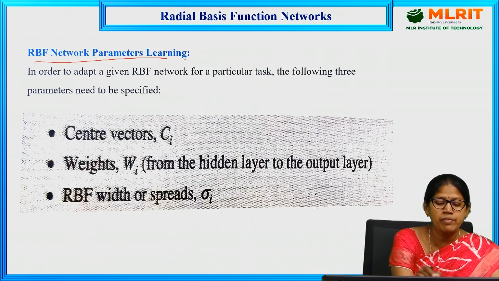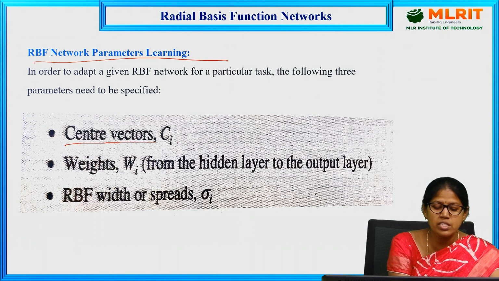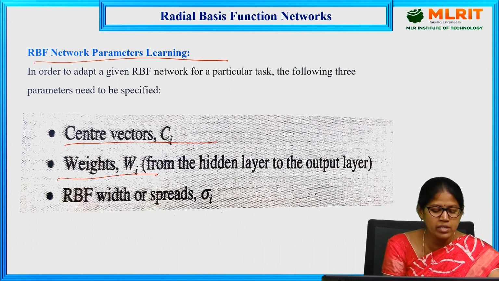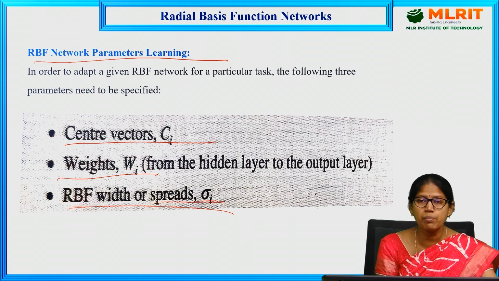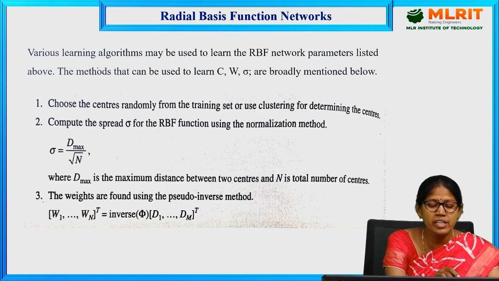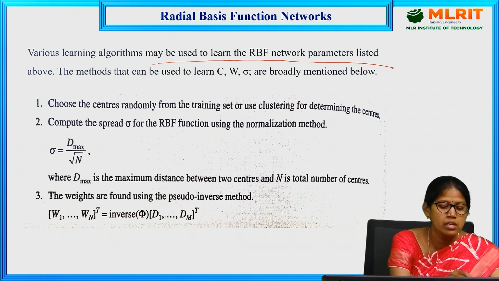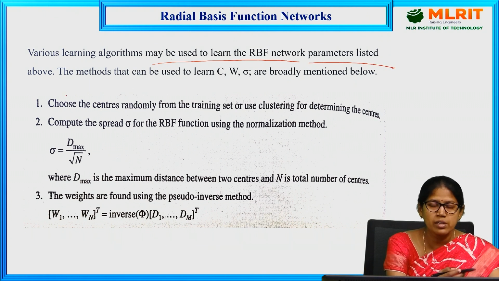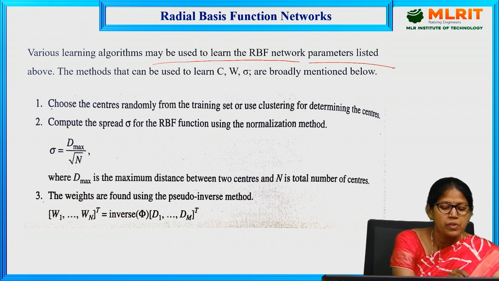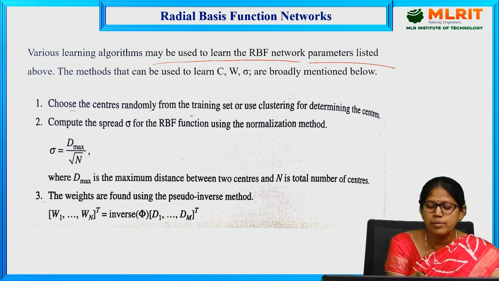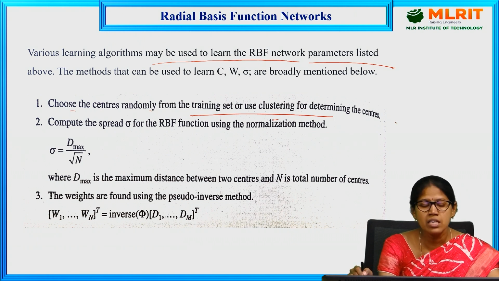Okay, RBF network parameters. There are 3 parameters which we need to learn. The first one is center vectors, the next one is weights, and the third one is the RBF width or sigma. Various learning algorithms may be used to learn the RBF network parameters. Already we have seen the center, weights, and the RBF width. The algorithm here is: choose the centers randomly from the training set, or use clustering for determining the centers.